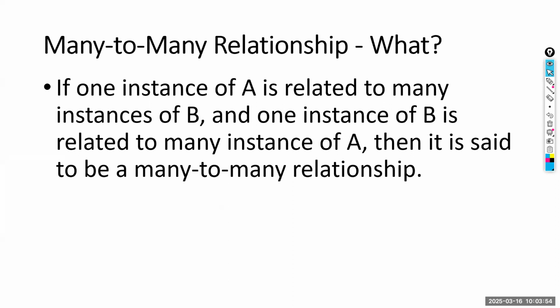Many-to-many means one instance of A is related with many instances of B, and one instance of B is related with many instances of A. Remember, when you model many-to-many relationships in analysis, I told you there's a possibility of an associative entity. That relationship itself can have attributes, and those attributes belong neither to the left entity nor the right entity.